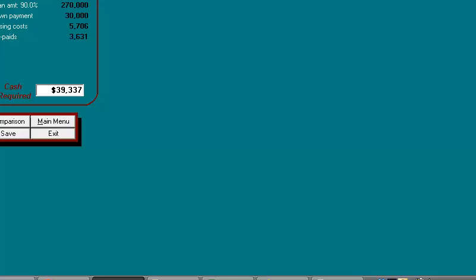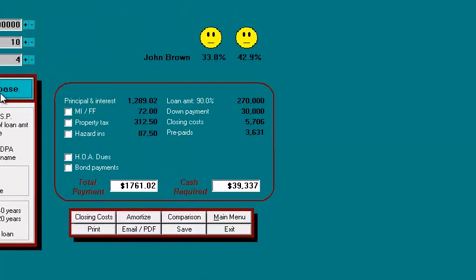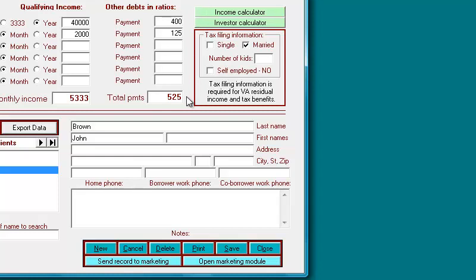So if you look up here at these smiling faces, I'm getting close to the upper end of debt-to-income ratio, but I'm probably okay depending on their credit. I've got a 33 debt-to-income ratio, which is their gross monthly income divided by this payment, and a total debt-to-income ratio of almost 43, which is their gross monthly income divided by this payment plus 525, divided by 5333. So that comes up with their debt-to-income ratio.